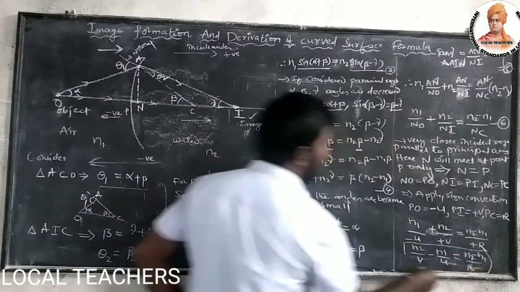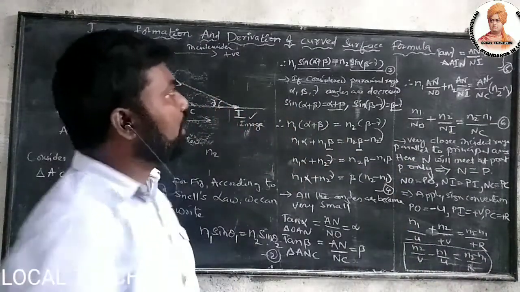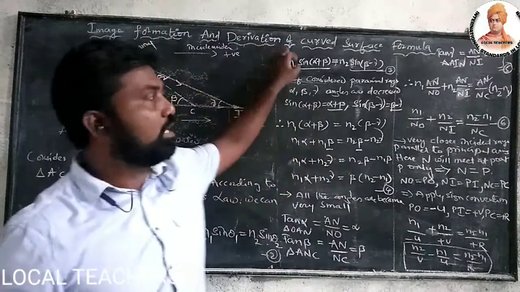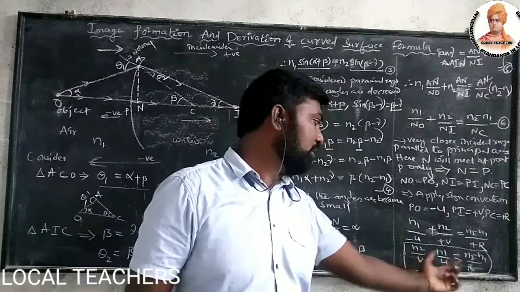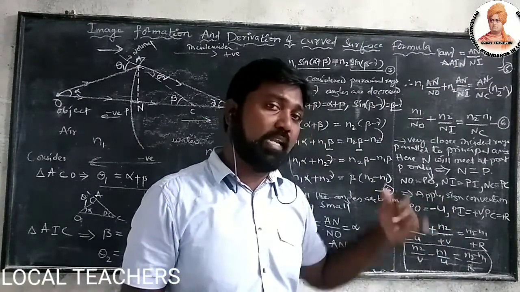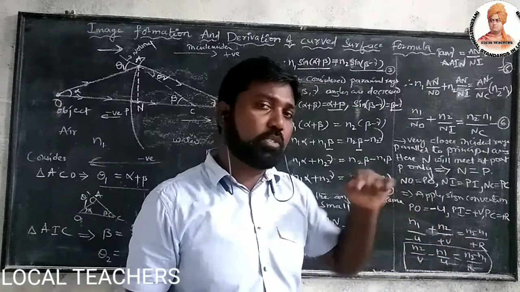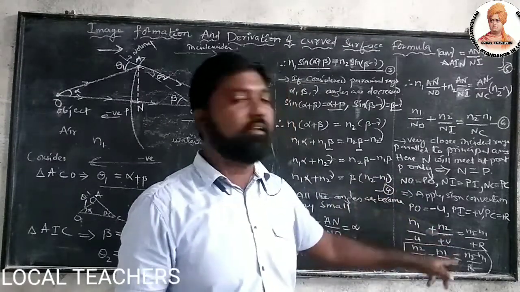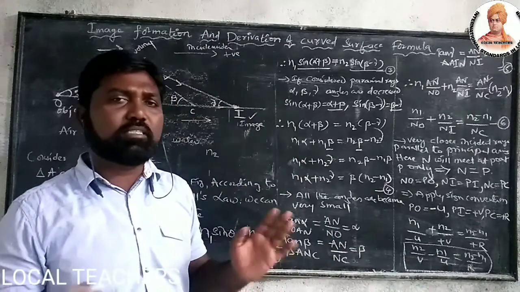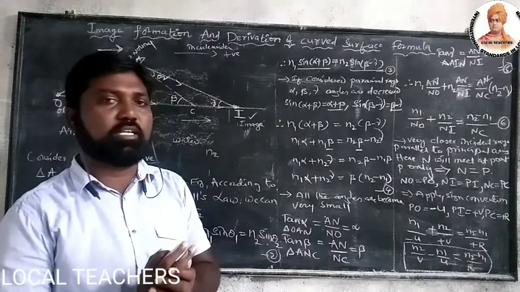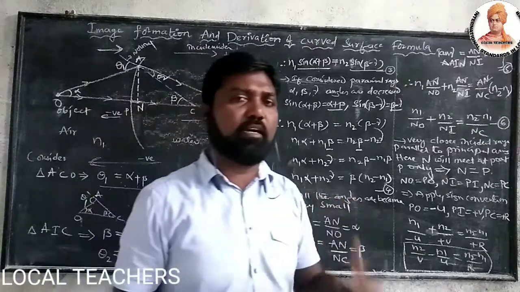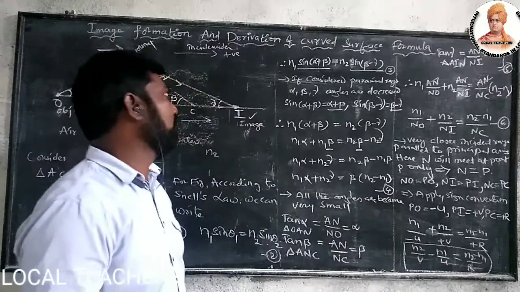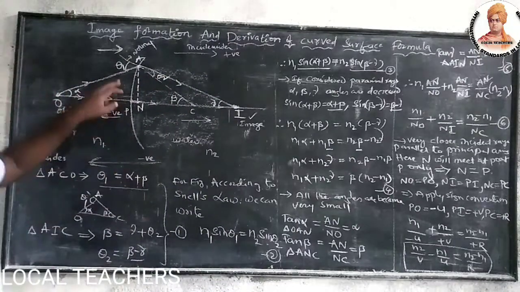This is the derivation of the curved surface formula. Finally I got the equation N2 by v minus N1 by u equals N2 minus N1 by R. So this is regarding this derivation. This derivation is very simple, so I will repeat it in the least time, regarding this diagram.